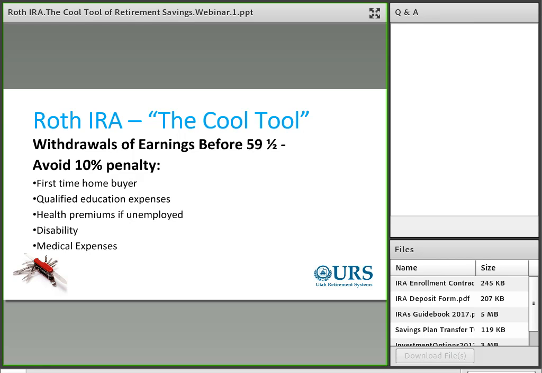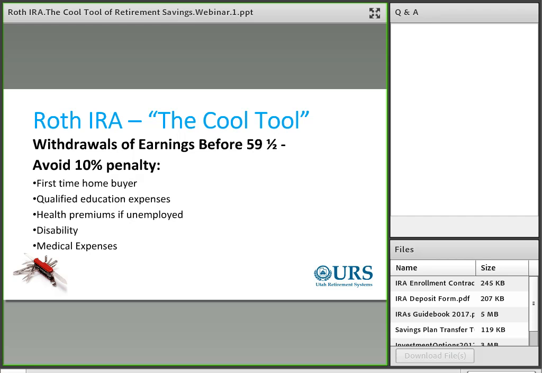For those of you who are looking at, hey, I'm going to be a first-time home buyer, or if you have any of these other qualifying events, education expenses, health premiums, disability, medical expenses, you'll pay taxes if you touch the growth, but you'll avoid that 10% penalty. So that's a neat little feature built into the Roth IRA. Again, all of your deposits, the money that's been taxed going in, are available at any time for any reason. If you touch the earnings before age 59 and a half, you can avoid that 10% penalty if it's used for those. And all of this information is listed on page 1 and page 2 of that IRA guidebook.